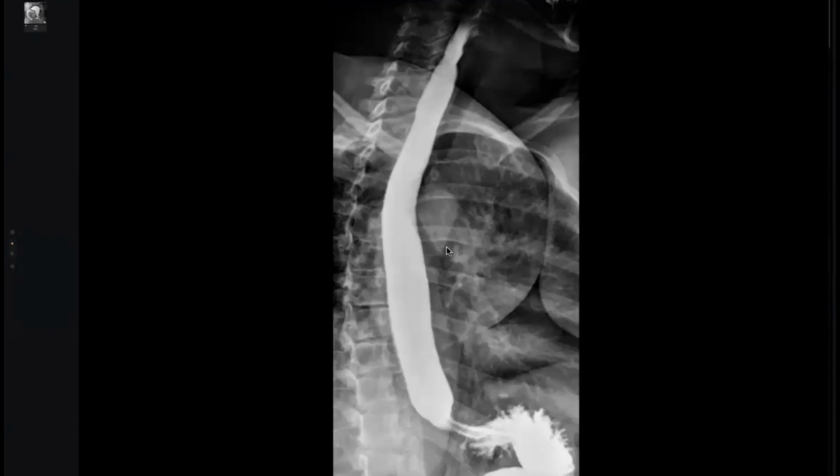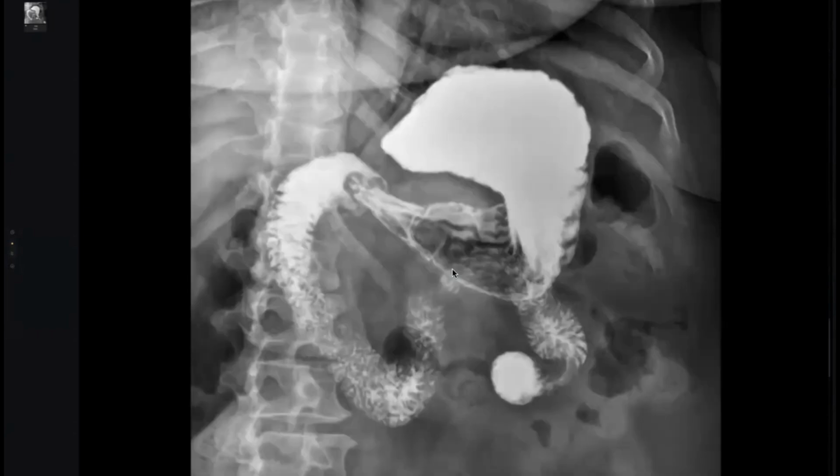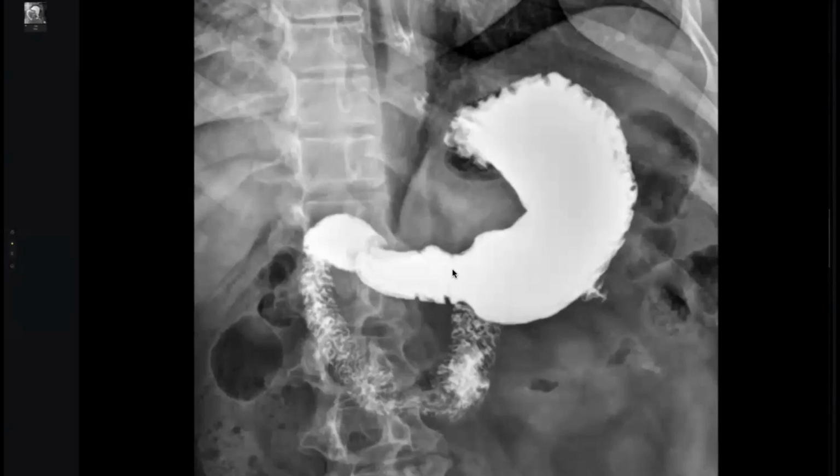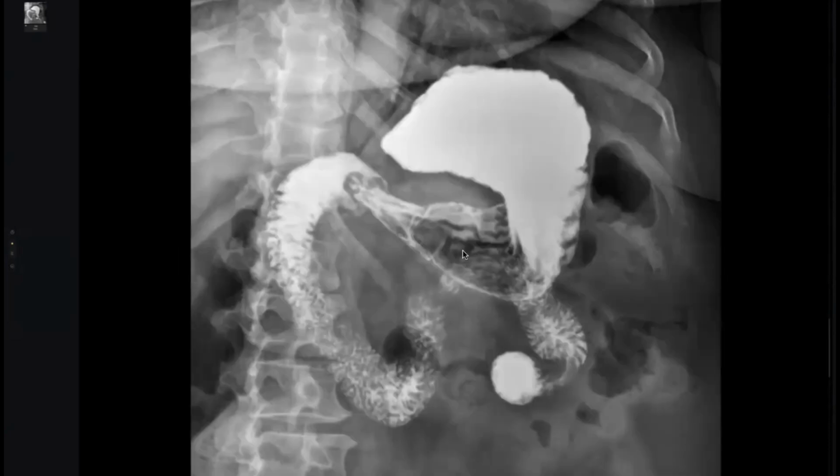Let's start again. Where is the defect? Defect here in the lesser... See, this is the lesser. Leave the mouse. This is the lesser curvature. Okay, all of this is good. This is the greater curvature. All of this is good. What else?